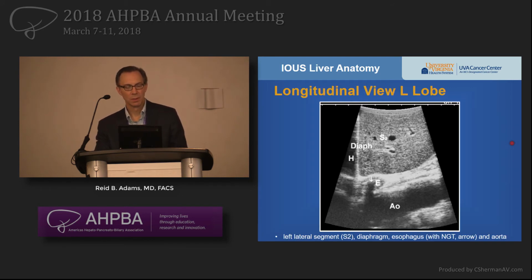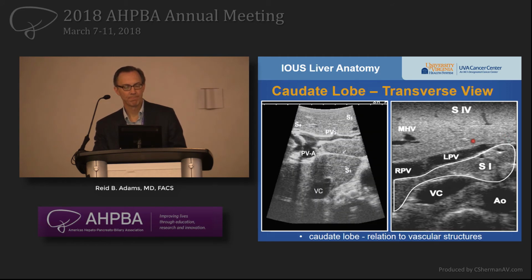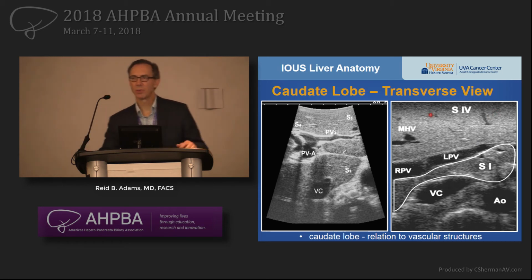This is another longitudinal view of the left lobe. Again, you can see the heart up here. You can see the diaphragm here. This is the aorta. This is a view of the esophagus, and you can see the NG tube in here. And then this is a view of the left lobe with the segment 2 pedicle going out into this portion at the top of the liver. Caudate lobe is typically best defined by the vascular structures around it.